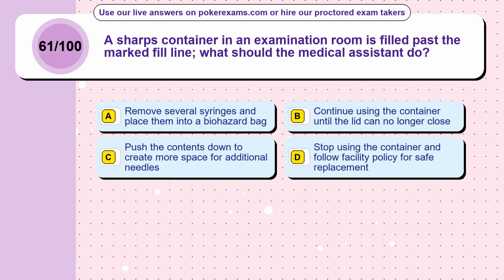Question 61. A sharps container in an examination room is filled past the marked fill line. What should the medical assistant do? Option A. Remove several syringes and place them into a biohazard bag.